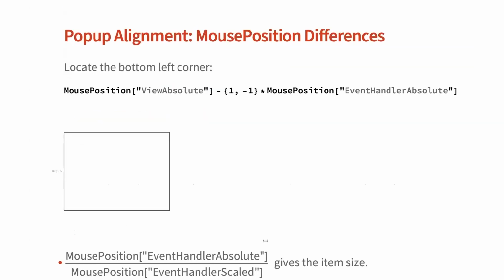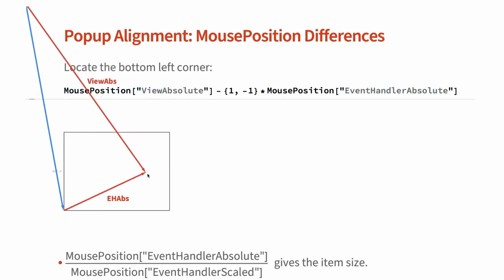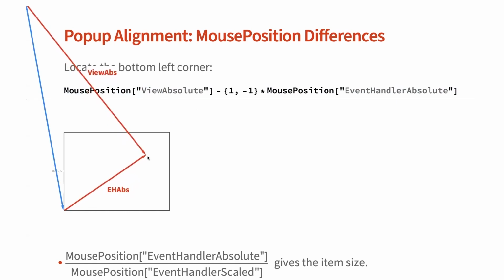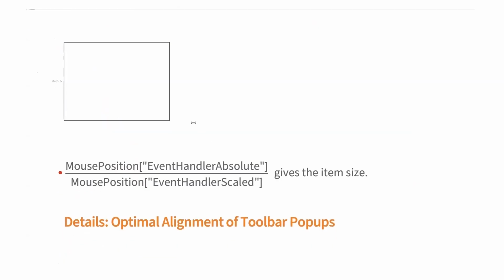Okay, so you can then generalize this to 2 dimensions, because of course MousePosition is returning a 2-dimensional coordinate. And if you just subtract the event handler absolute from view absolute, then you can get the bottom left-hand corner. That's what's happening here. The top arrow is view absolute, the bottom arrow is event handler absolute, and the difference of them gives the blue arrow, which is pointing to the bottom left corner of the event handler. And of course, this works wherever this is on screen, so you can just locate this wherever it is.